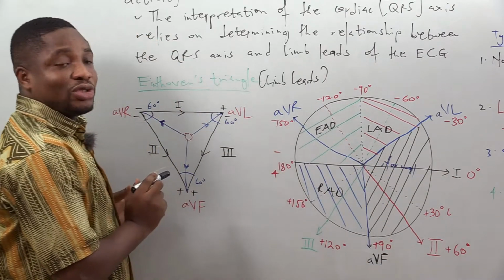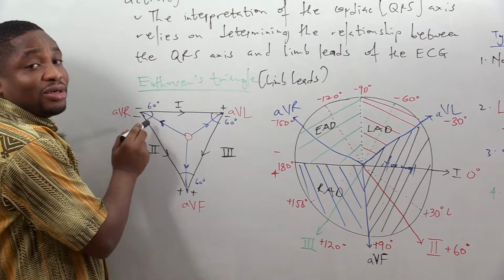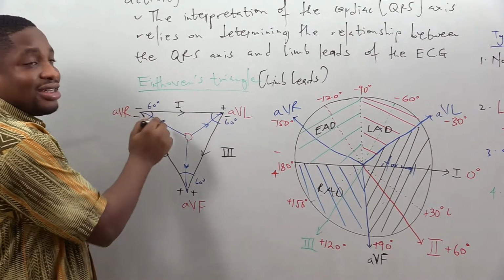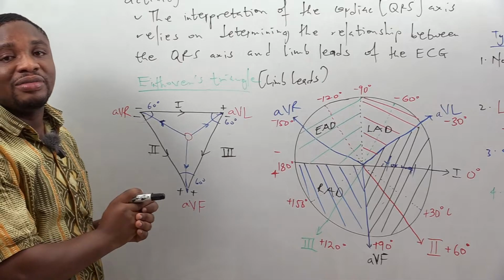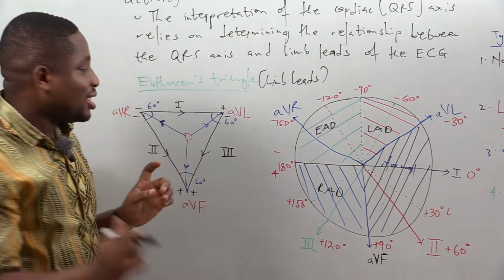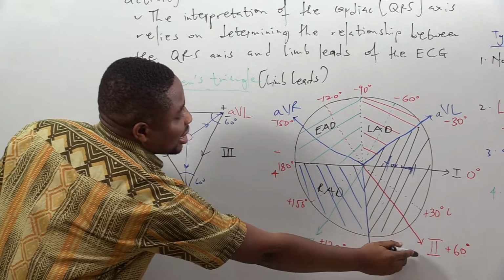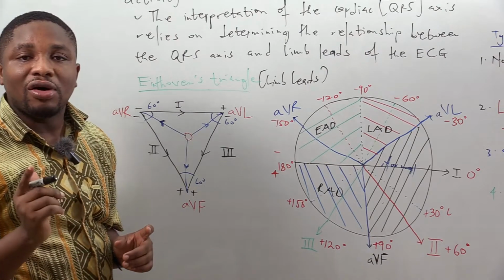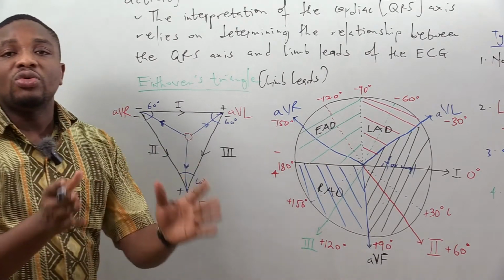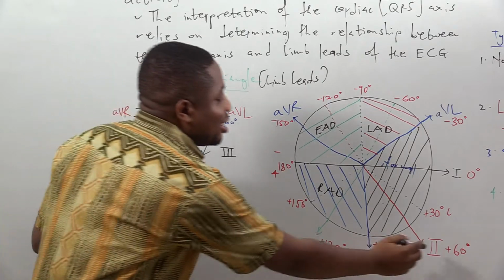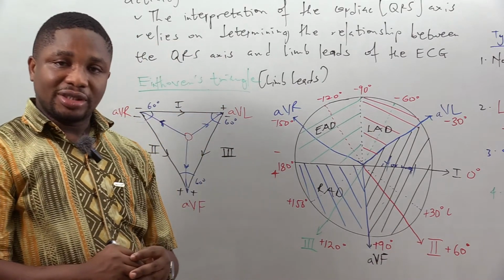And what will be the angle between the two? It is going to be 60 degrees because we said this triangle is an equilateral triangle, meaning each angle is 60 degrees. So you are going to have 60 degrees here, and it's going to be positive. Why? Because it is facing towards the ground. So we are having plus 60 degrees.